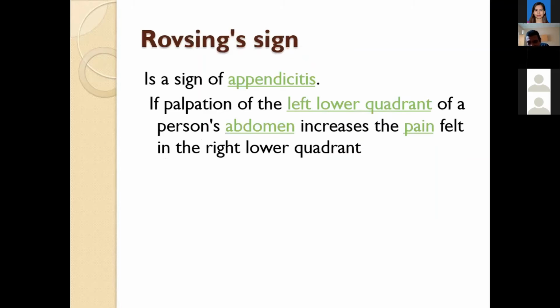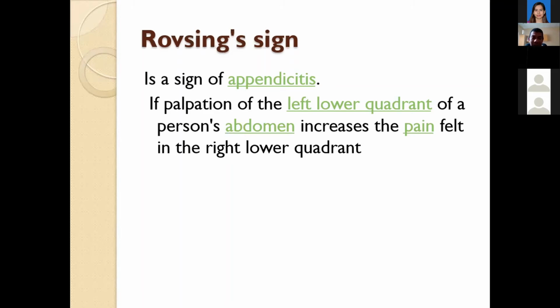The second one is Rovsing sign. As I mentioned just now, the appendix is attached to the cecum, and the cecum is a retroperitoneal organ. So the appendix base does not actually move. In female patients, we do the Rovsing sign purposely to differentiate whether the patient has appendicitis or other causes.